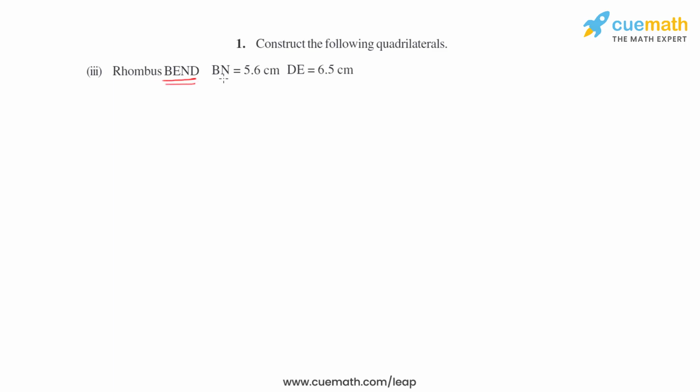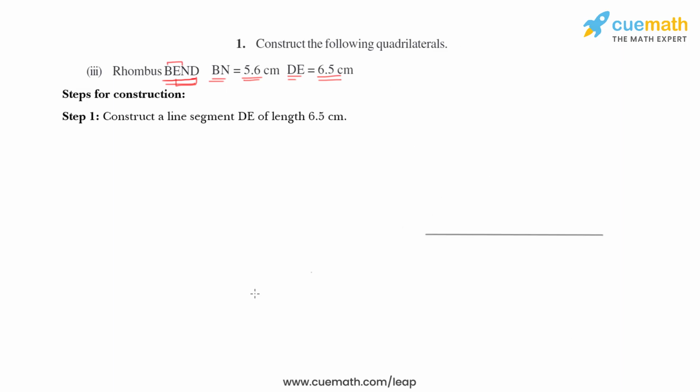Third part, rhombus BEND. We have to construct a rhombus BEND. BN is 5.6, DE is 6.5. If you see carefully, they have given BN and ED, that is, they have given the diagonals. So let's start constructing it. First step, construct a line segment DE of length 6.5 centimeters. Mark the endpoints as D and E.